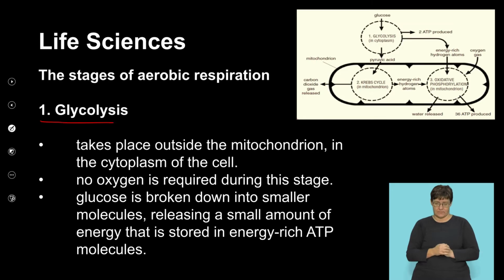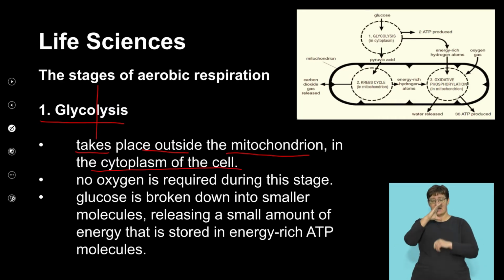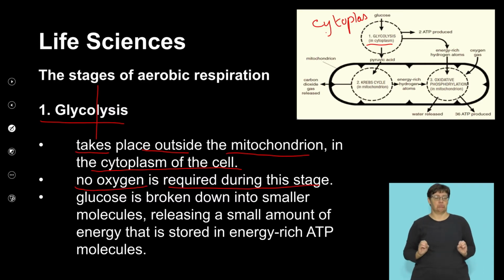So guys, as I mentioned, glycolysis refers to the splitting up of glucose. So this takes place outside the mitochondria in the cytoplasm of the cell. So as we look at the cell, we know that outside the mitochondria we have the cytoplasm. So we're in the cytoplasm here. And this is where glycolysis is taking place. As I mentioned, it's in the cytoplasm. No oxygen is required during this stage. So it's again a process that does not require oxygen.